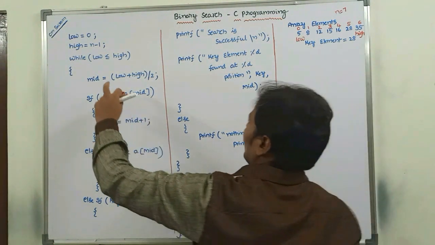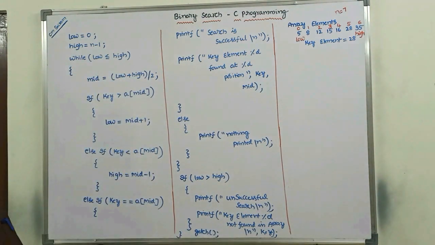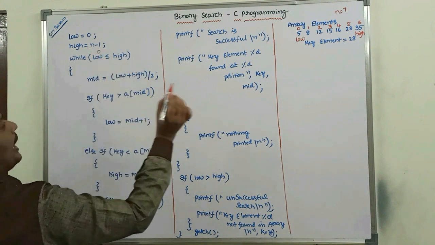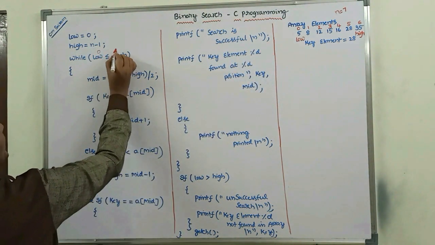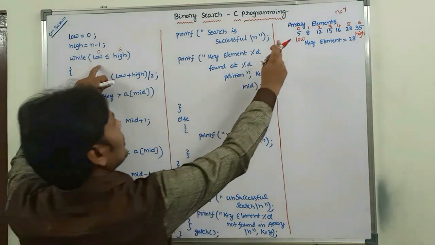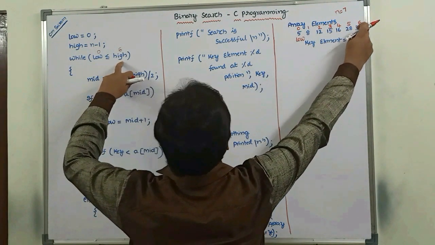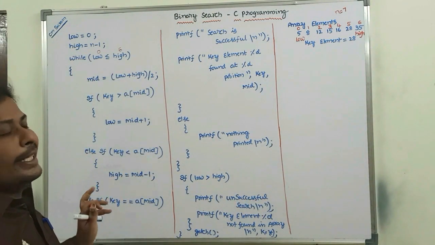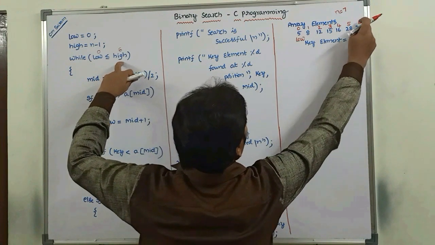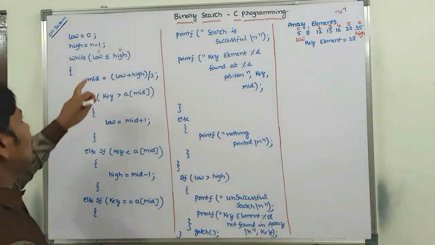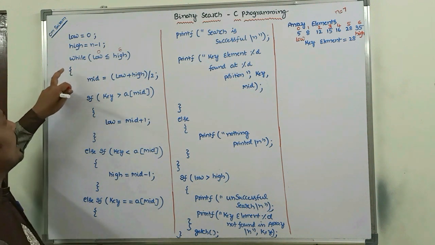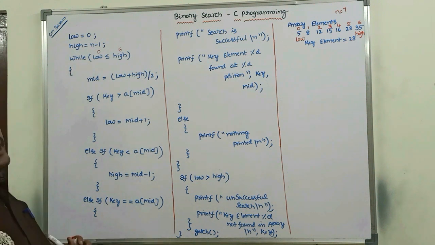Now, while low is less than or equal to high: the low value is 0 and the high value is 6, so 0 is less than or equal to 6. I am taking only index values. The low index is 0 and the high index is 6. 0 is less than or equal to 6, condition true. If the condition is true, the control goes to the body of the while loop.